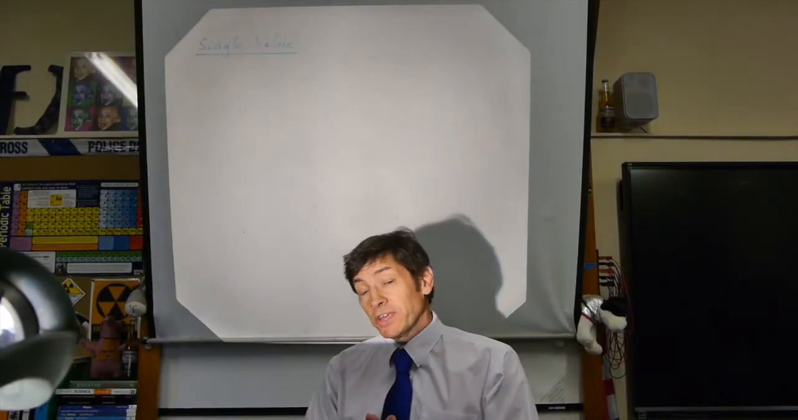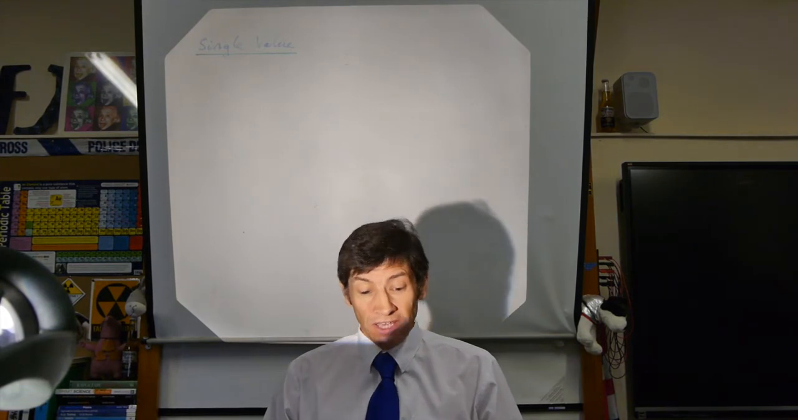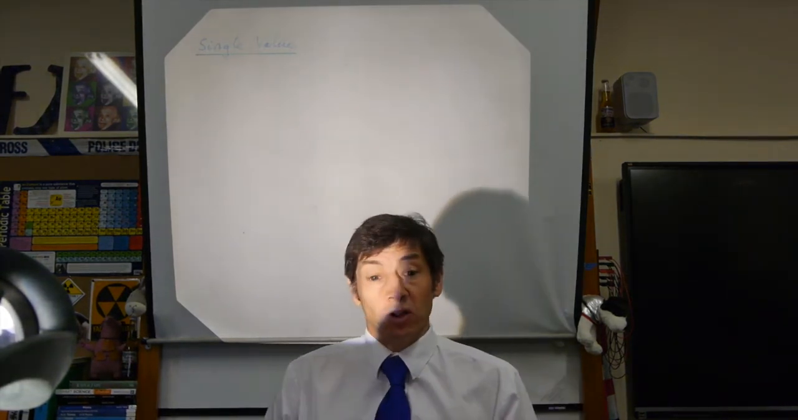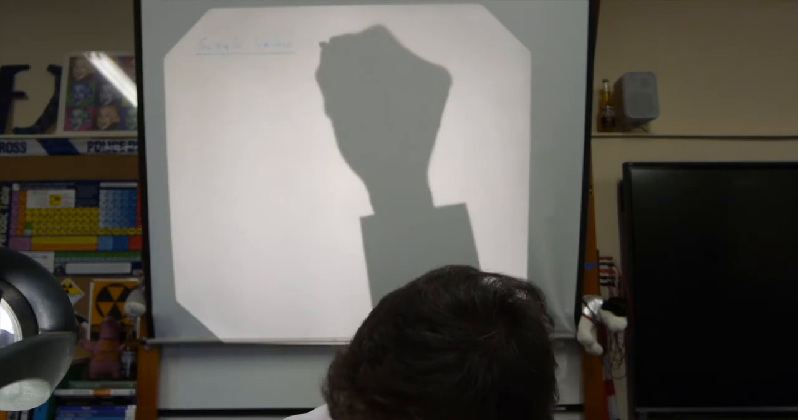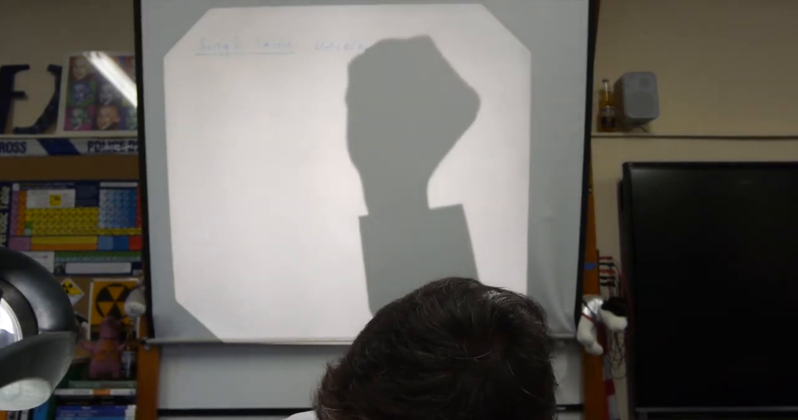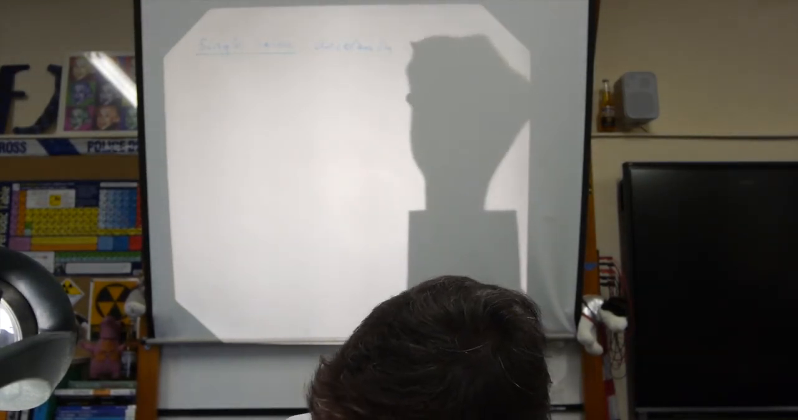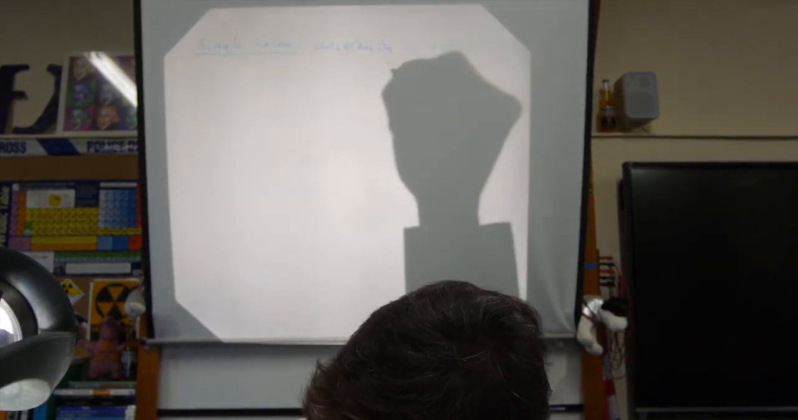So let's quickly look at how we quote an uncertainty when it's not actually given to us. We've just got a single value. So this is when the uncertainty is not stated.